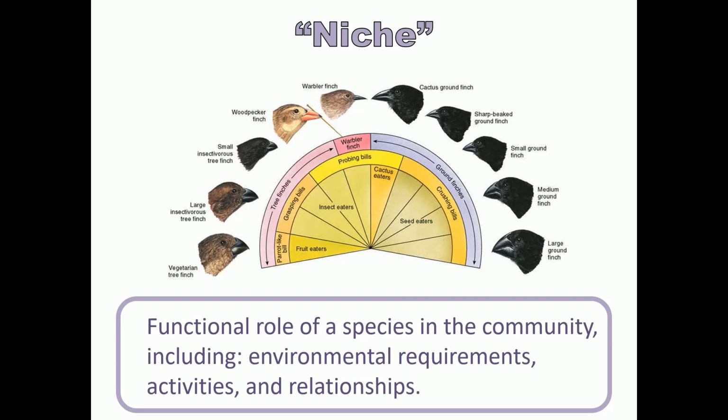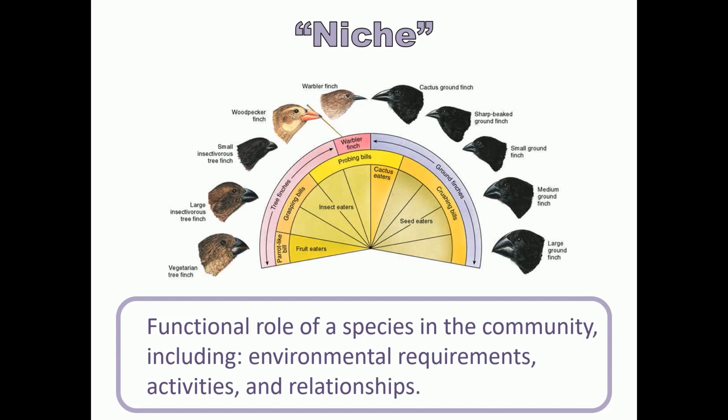Now that we've talked about how natural selection operates and exactly how evolution proceeds forward, I'd like to talk a little bit about the ecological niche, which is a concept we talked about before. The niche is the functional role of a species in its community or in its ecosystem, including its environmental requirements, its activities, and its relationships.